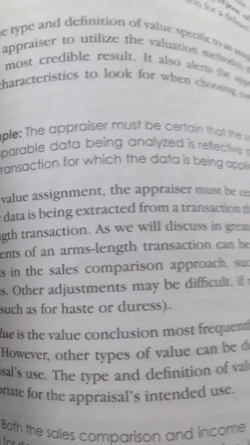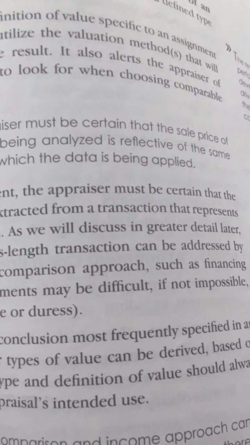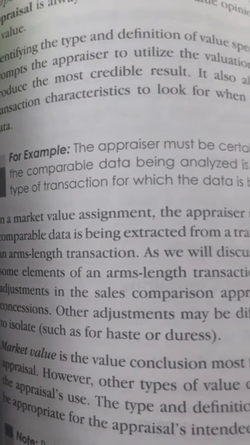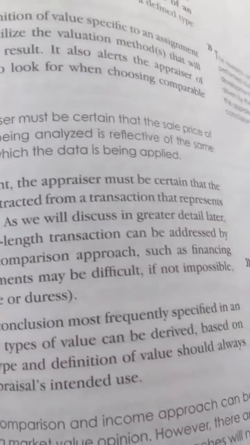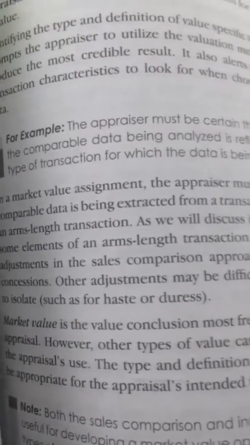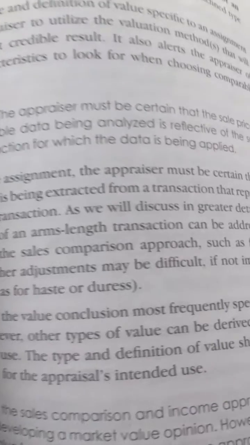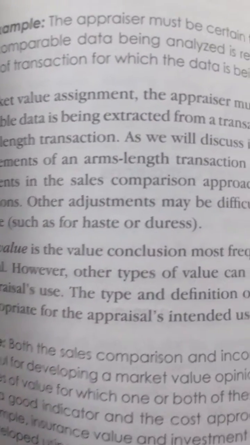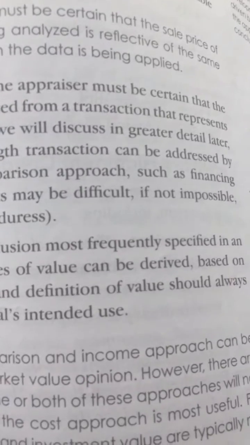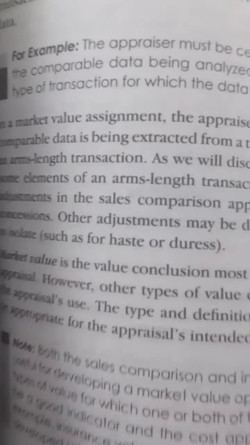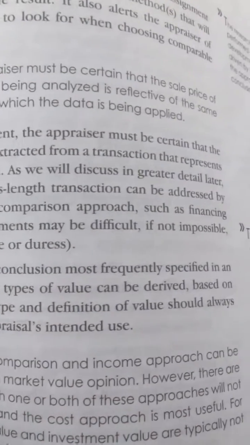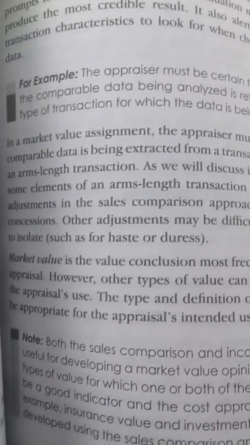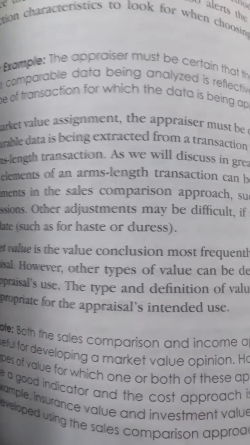For example, the appraiser must be certain that the sale price of the comparable data being analyzed is reflective of the same type of transaction for which the data is being applied. In a market value assignment, the appraiser must be certain that the comparable data is being extracted from a transaction that represents an arm's length transaction.